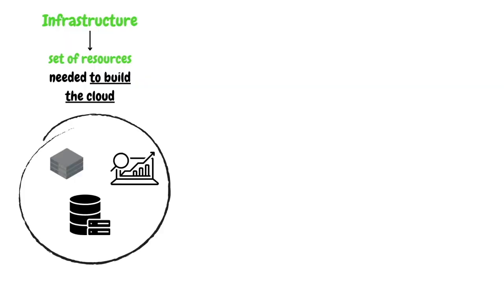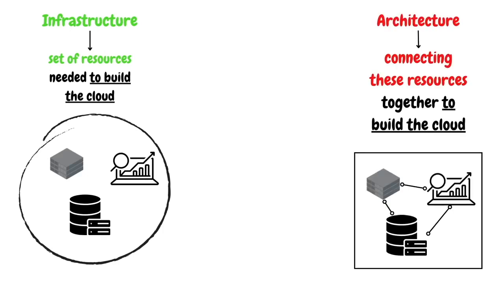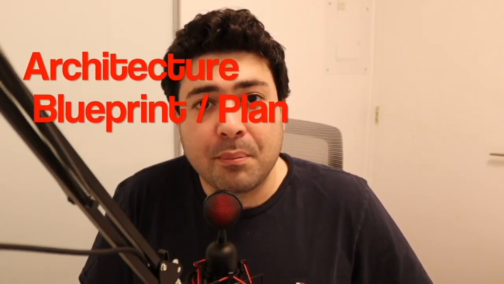Now, a great way to remember what a word means is by comparing it to another. So let's compare it to infrastructure. So as we covered, infrastructure is the set of resources needed to build the cloud. Now, architecture is connecting these resources together to build the cloud. Infrastructure could be the material set, and architecture is the blueprint or the plan.